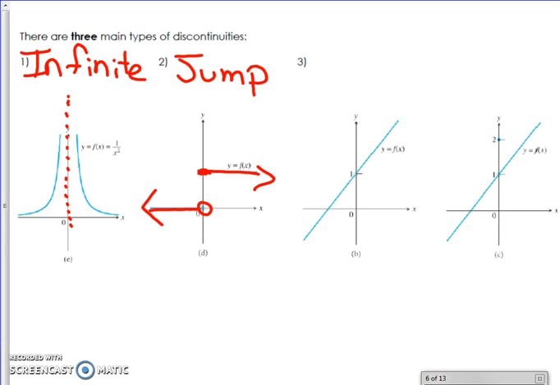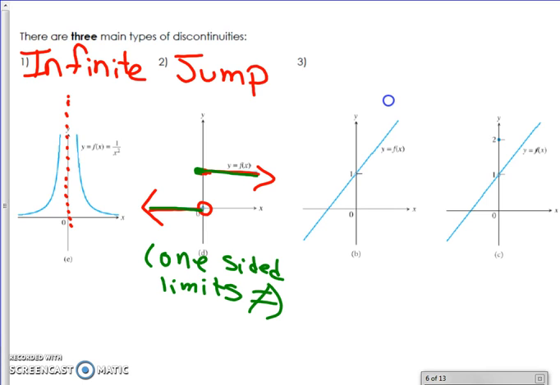Basically think of this as your one-sided limits are not equal, right? The limit is, I'm going from the left, it's going to be 0, but if I go on this line, I was approaching 1. So here the one-sided limits are not equal. You can make that note. One-sided limits are not equal, okay? So that's called a jump discontinuity.